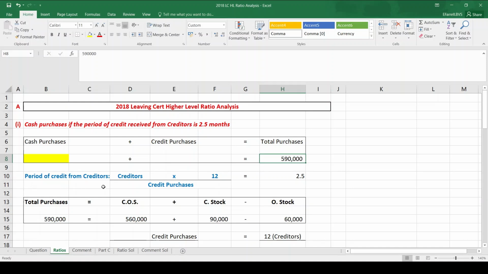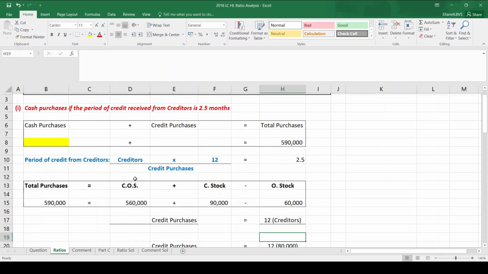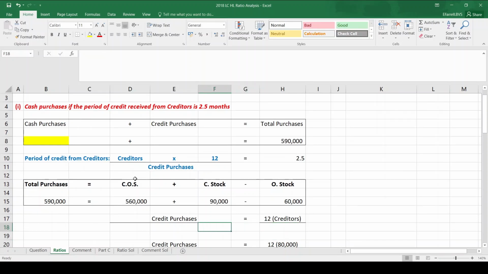So we let the ratio for period of credit from creditors equal 2.5. And that ratio is creditors over credit purchases multiplied by 12, because my answer is in months, and that's equal to 2.5 months. So what I'd usually do here is cross multiply. So I would say 12 times creditors multiplied by, and if you want to put the 2.5, you can put that over 1 if you like. So cross multiply, the top row here multiplies by the bottom row here, and similarly the top row here multiplies by the bottom row here.